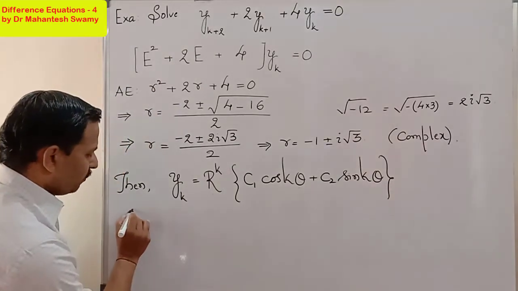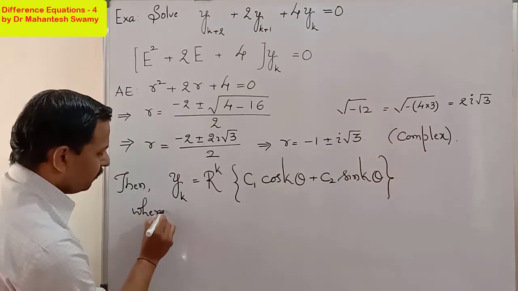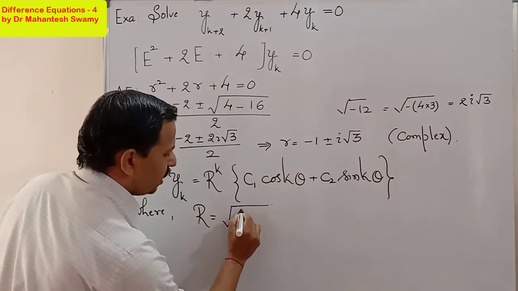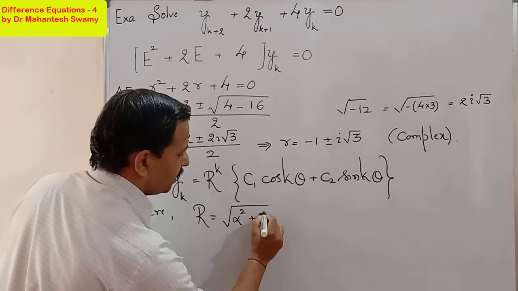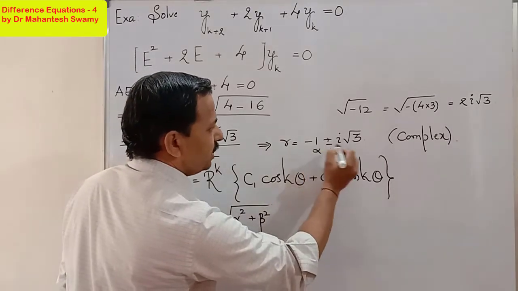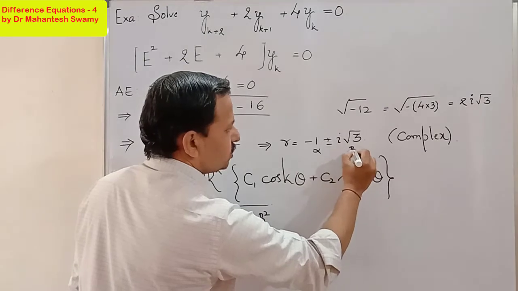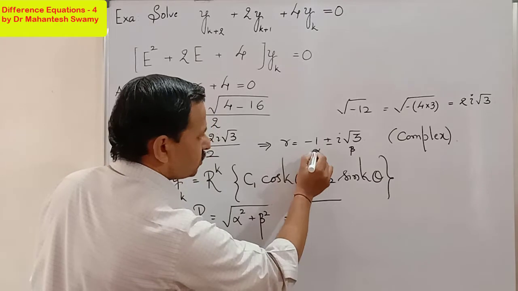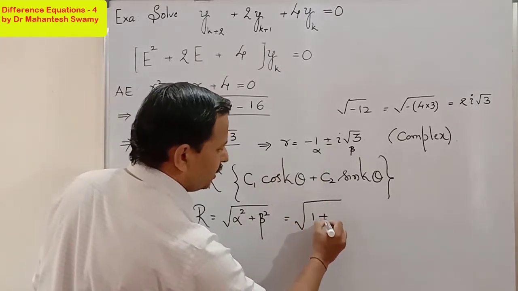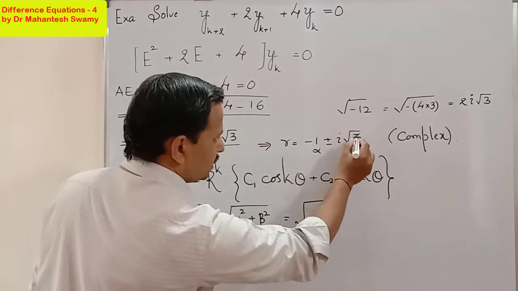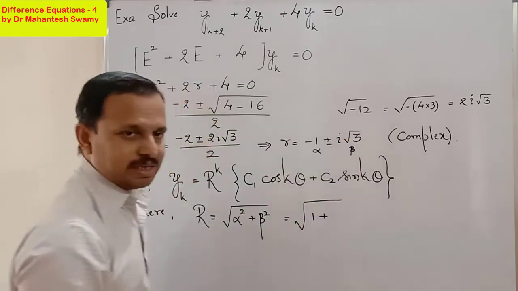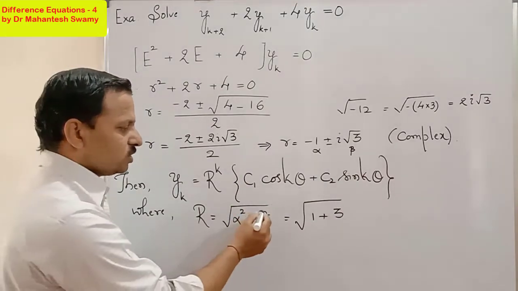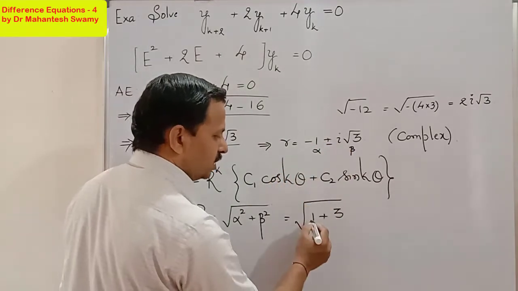The value of r is square root of alpha squared plus beta squared. So what is alpha? Alpha is minus 1, beta is root 3. So it is square root of minus 1 whole squared, which is 1, plus root 3 squared, which is 3. It is already root 3, so if you take the square on that, the square and square root cancel, it is 3.